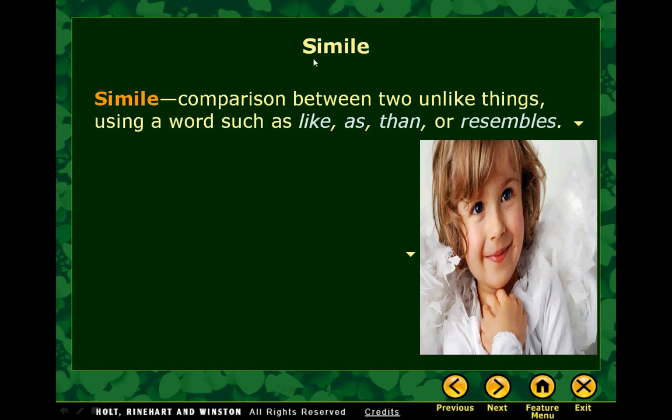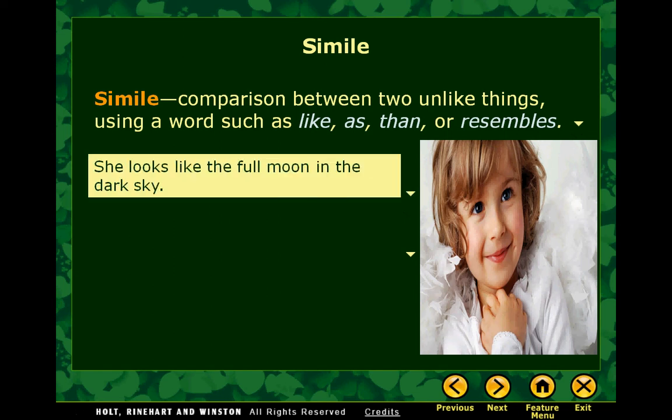The first figure of speech we are talking about today is simile. As you see, a simile by definition is a comparison between two unlike things using a word such as like, as, than, or resembles. If you look at the picture here, this is the picture of a young girl, and we can read this sentence. She looks like the full moon in the dark sky. The word like here is an indication that this is a simile. She refers to the girl, looks like the full moon. The girl is the full moon.